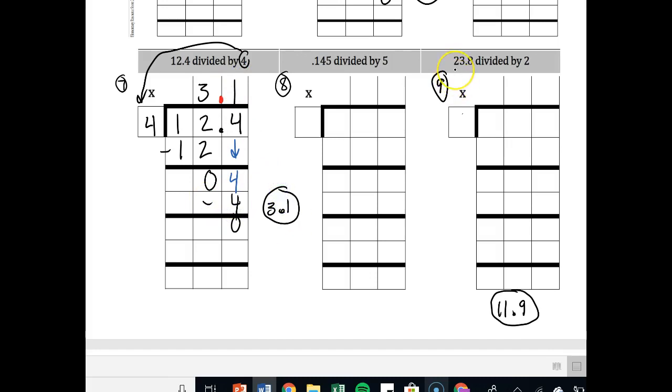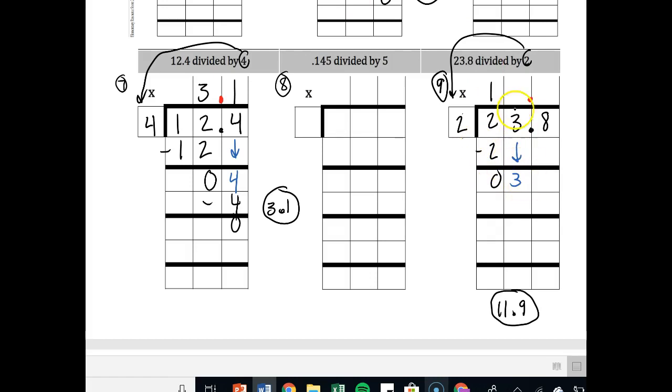Okay, number 9. Again, take your divisor. It goes on the outside. So 2 into 23.8. And as soon as you write down that decimal, raise the roof. It matters that everything gets lined up, right? So does 2 go into 2? Yes, it goes in there one time. 0. Drop down your 3.